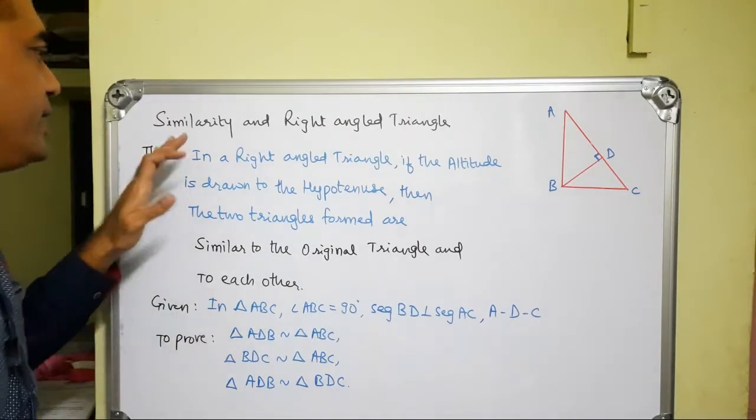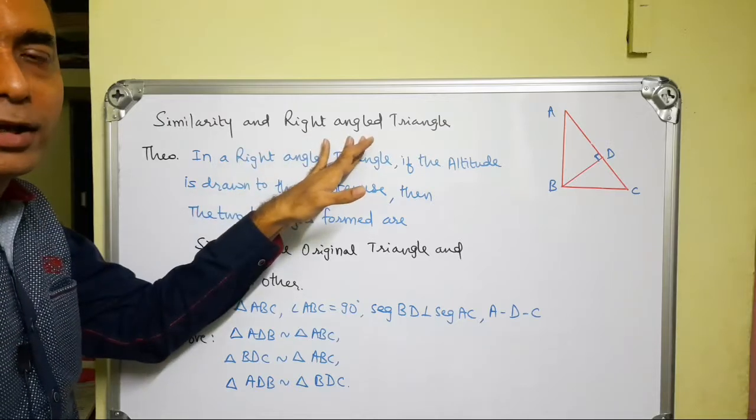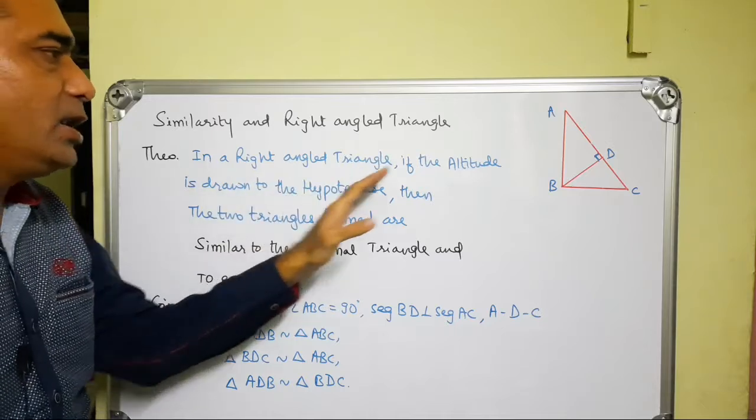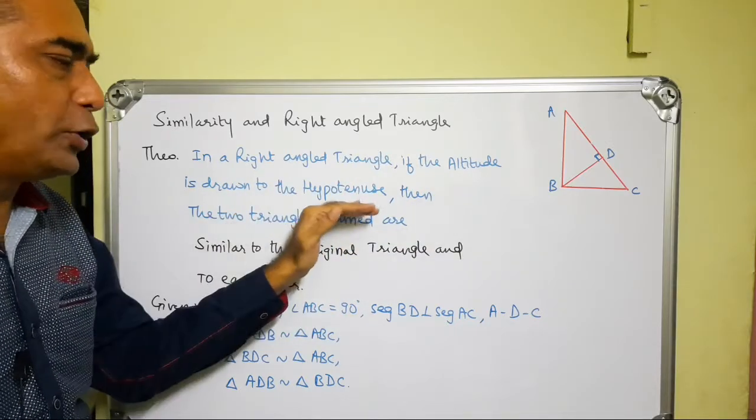तो अभी हमारा पॉइंट है सिमिलैरिटी इन राइट एंगल्ड ट्राइंगल. नाउ व्हाट इज द थ्योरम? इन अ राइट एंगल ट्राइंगल इफ एल्टीट्यूड इज ड्रॉन टू द hypotenuse.